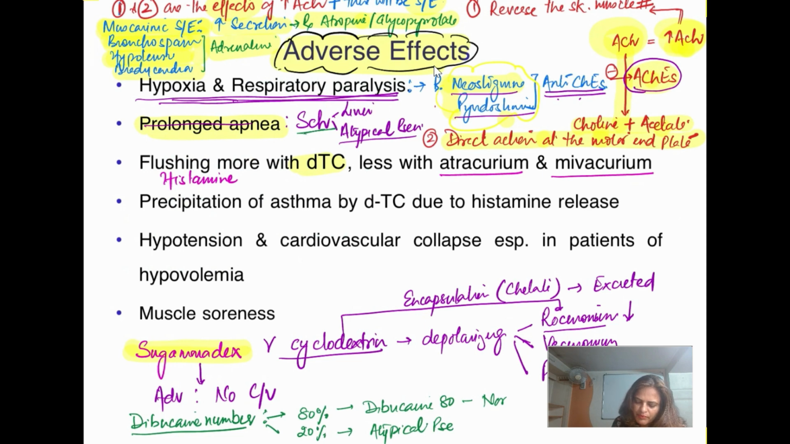Then this histamine also causes the precipitation of asthma. Then hypotension, cardiovascular collapse, especially in the patient with hypovolemia. Then the next adverse effect is muscle soreness. This is also seen with succinylcholine. Succinylcholine causes fasciculation. So during the recovery time, because of the fasciculation, patient complains of muscle soreness.